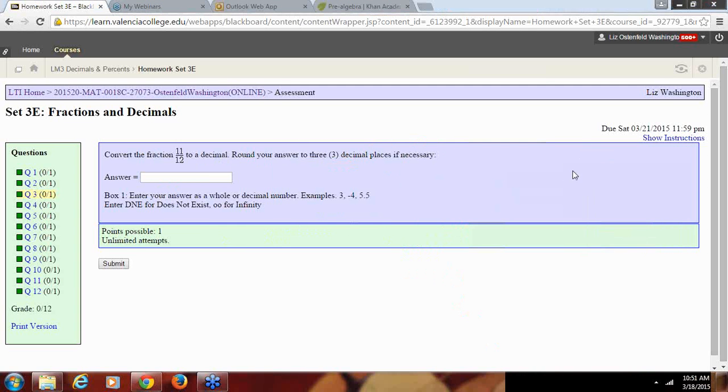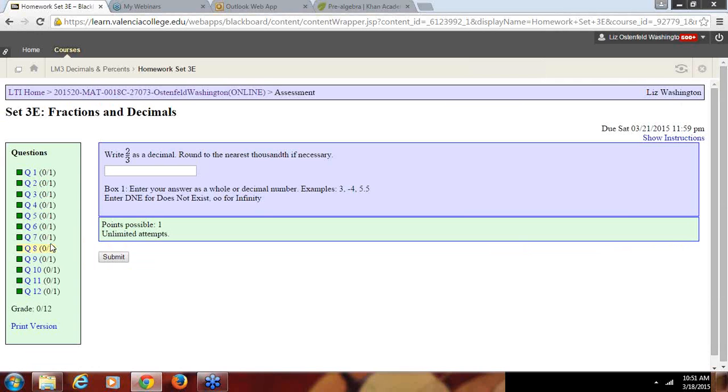Okay. Same thing, write this fraction as a decimal. Round to the nearest thousandth if necessary.